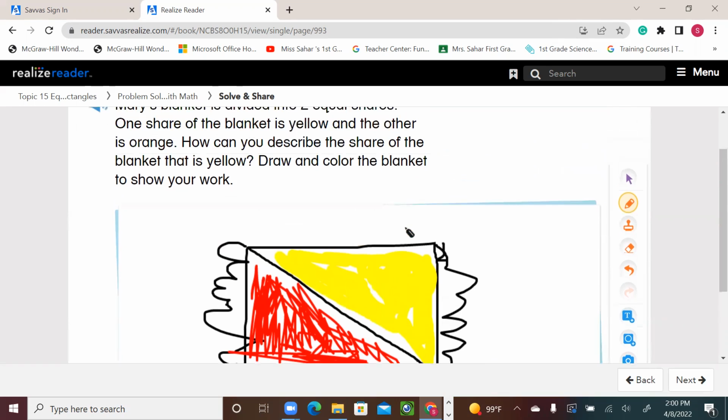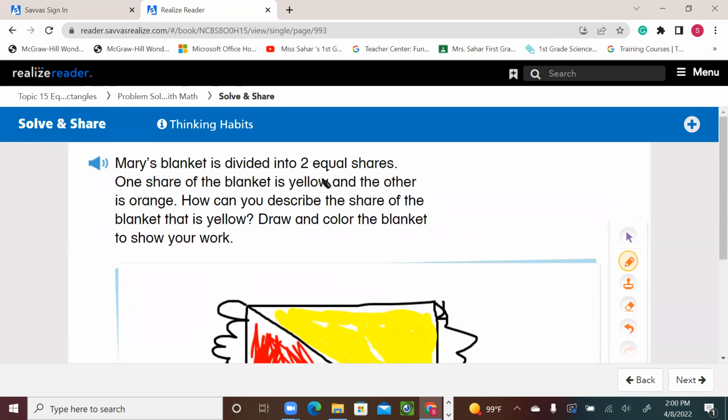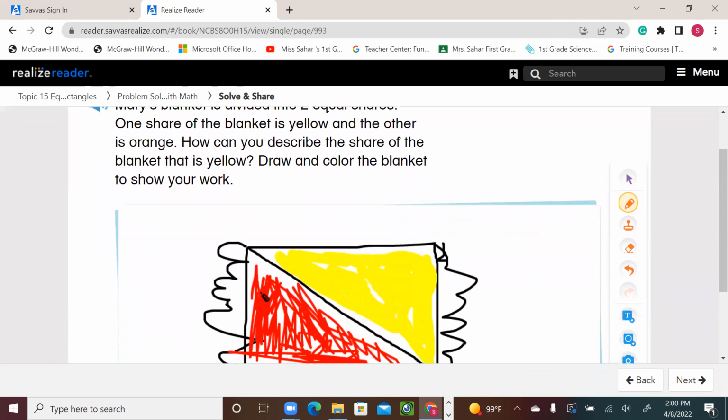Okay, so this is the second part. So I draw the blanket, I divide it into equal parts. I color one part yellow and the other part is orange. Now, how do we describe the share of the blanket that is yellow? All right, so how are we gonna describe this part?